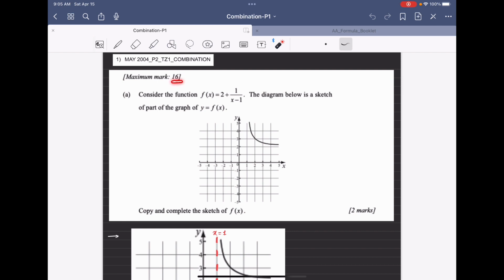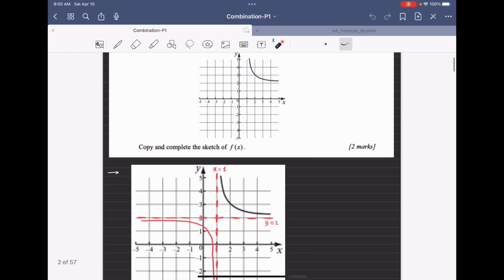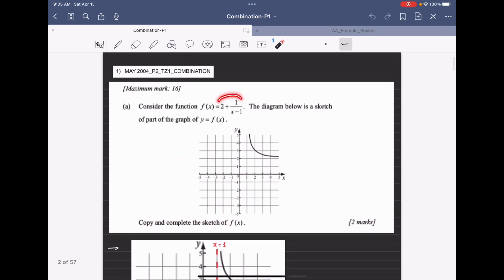Total marks 16. Consider the function f of x is equal to 2 plus 1 upon x minus 1. The diagram below is a sketch of the part of the graph y is equal to f of x. They have given only one part of this graph. Copy and complete the sketch of f of x. So let's discuss this.